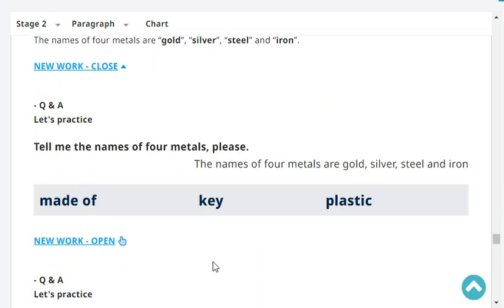Okay, let's practice. Tell me the names of four metals, please. The names of the four metals are gold, silver, steel, and iron. Very good. Okay, so now let's move on to reading.